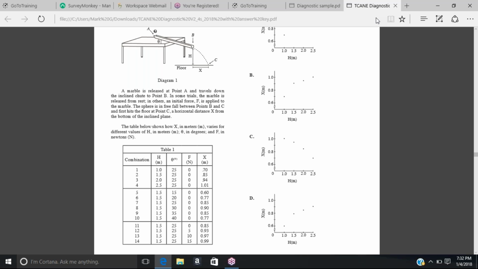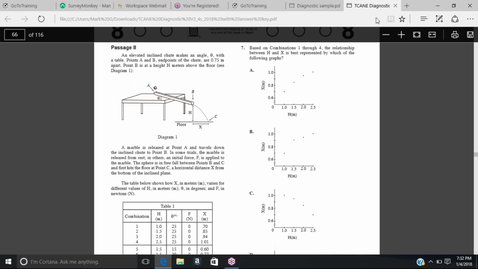Something a little bit like choice D. D is a little bit perturbed. B is terrible. That's going down. B doesn't look right because it's got a straight line in it. Oh, look at A.